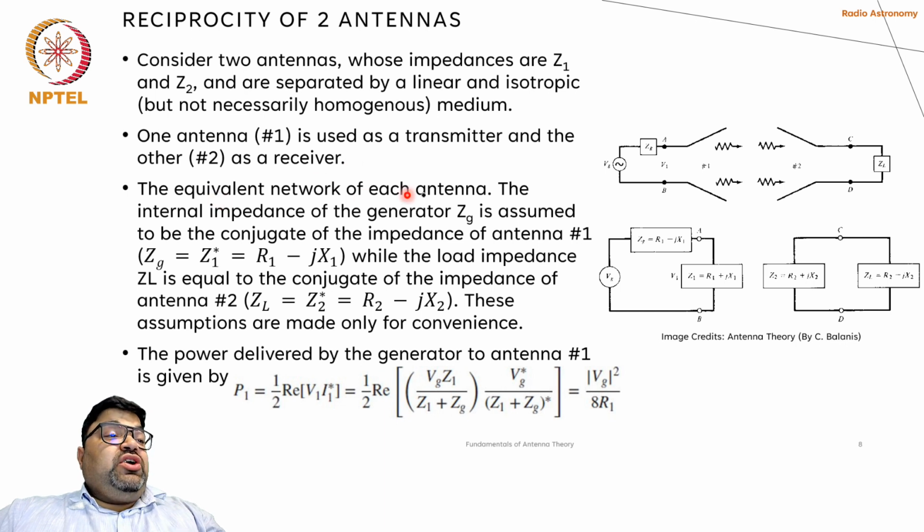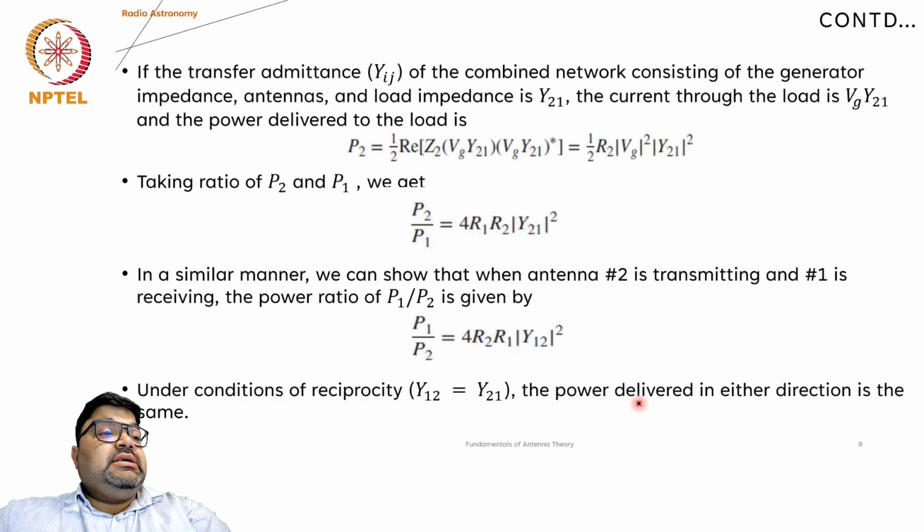Okay, the equivalent network of each antenna, that is the internal impedance of the generator ZG, is assumed to be the conjugate of the impedance of antenna number 1, while the load impedance ZL is the conjugate of the impedance of antenna 2, so that maximum power transfer is possible. Those are all given. After those things are done, the power delivered by the generator to antenna number 1 is given by this, under the maximum power transfer theorem.